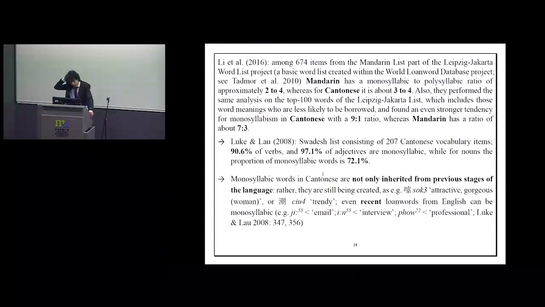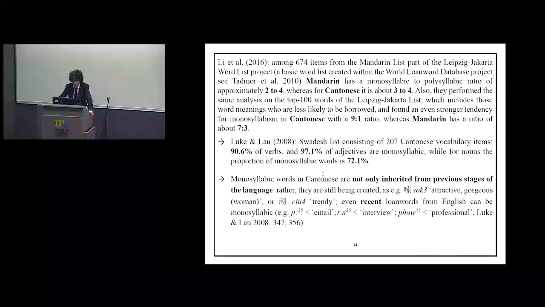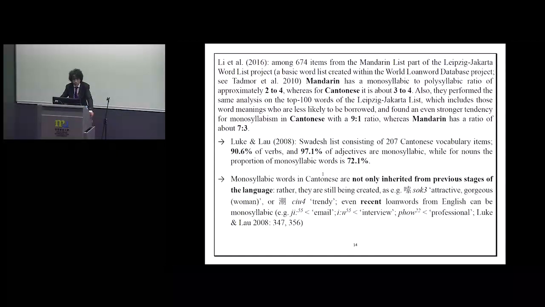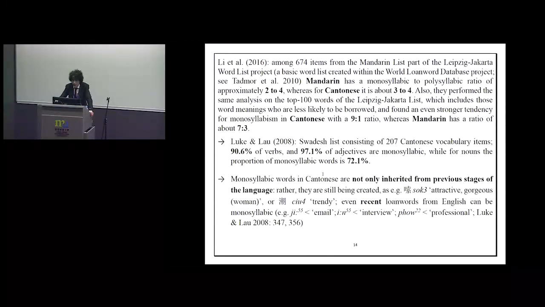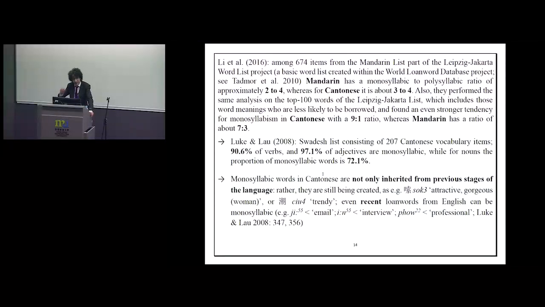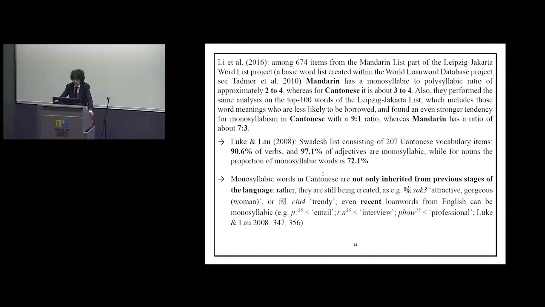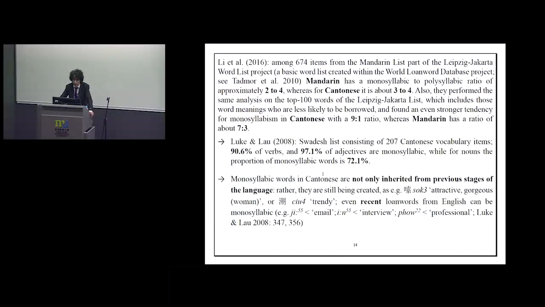they took a sample of a little less than 700 items from the Mandarin list of the Leipzig-Jakarta word list project, and they showed that Mandarin has a monosyllabic to polysyllabic ratio of approximately 2 to 4, so approximately 1/3 monosyllabic to 1/3 polysyllabic, whereas for Cantonese that is 3 to 4, so you have many more monosyllabic words. And if you look at the top 100 words, so the most basic vocabulary, in Cantonese, the ratio is like 9 to 1. So it's really dominated by monosyllabic words. In Mandarin, it's 7 to 3, so much less.